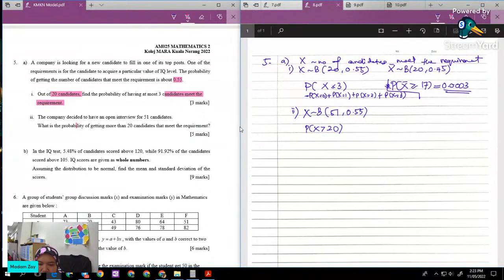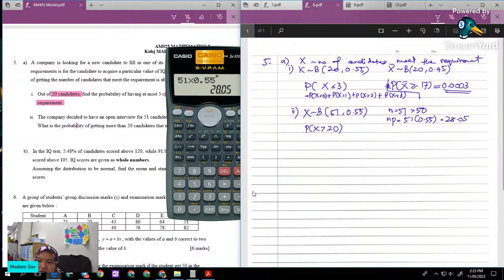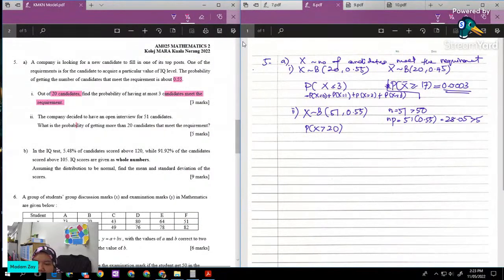Okay. So saya nak buat ni. 51. So N kita 51. 51 is more than 50. Betul tak? And then NP kita kena check lah kat sini. 51 multiplied by 0.55. So we have 28.05, which is more than 5. So it will be better for us to do the approximation.